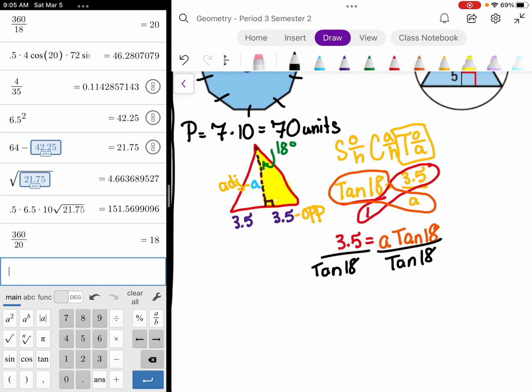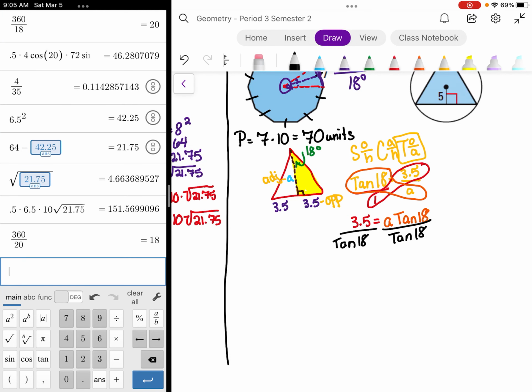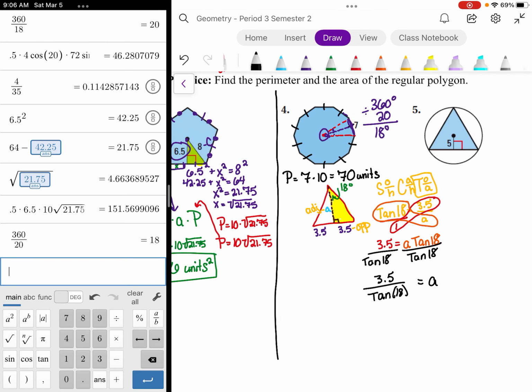And that will give us the length of our apothem as 3.5 over the tangent of 18 equals A. And now we have everything we need. We have our perimeter and we have our apothem. So now we have all the information to find our area, which is 1/2 the apothem, 3.5 over the tangent of 18, times the perimeter of 70.